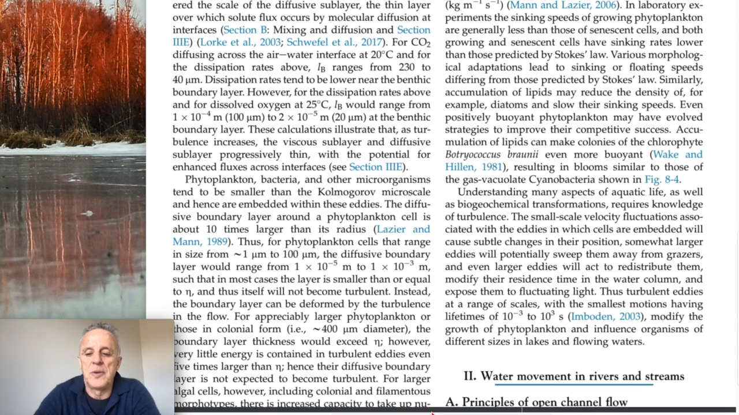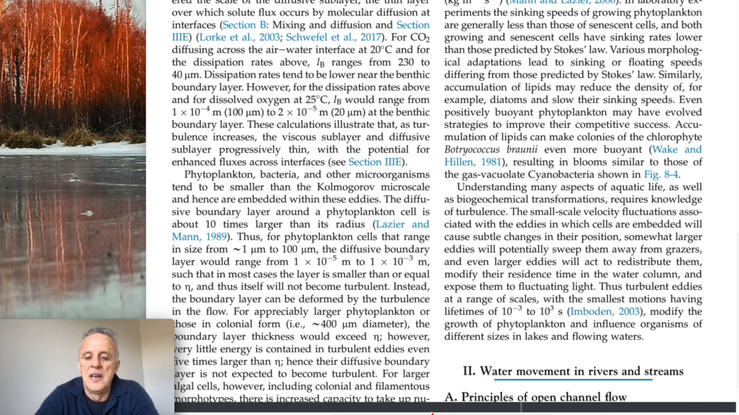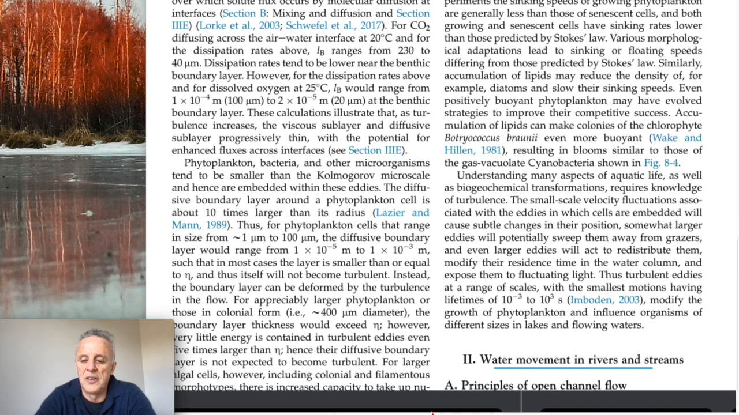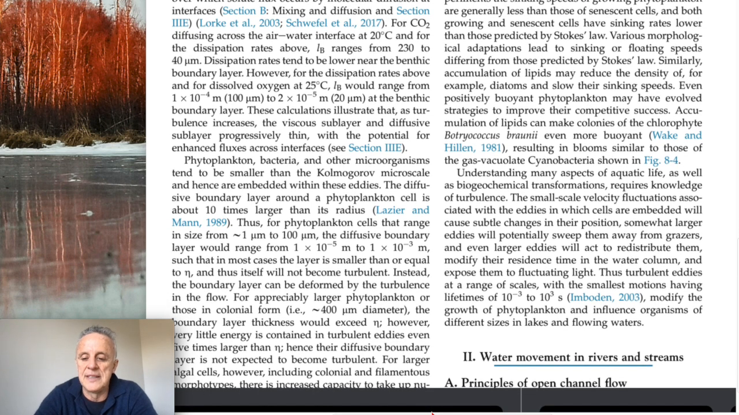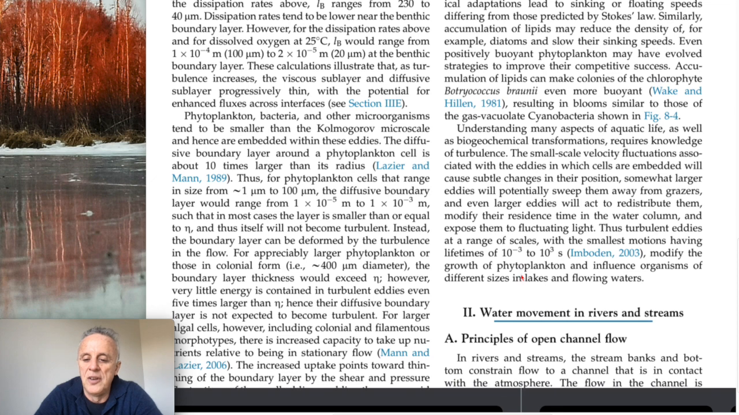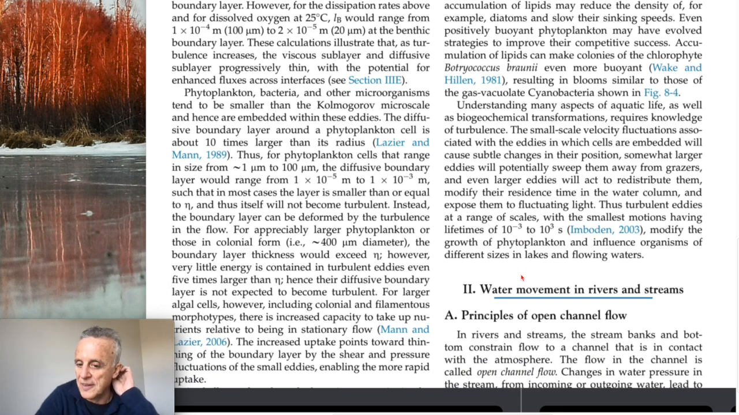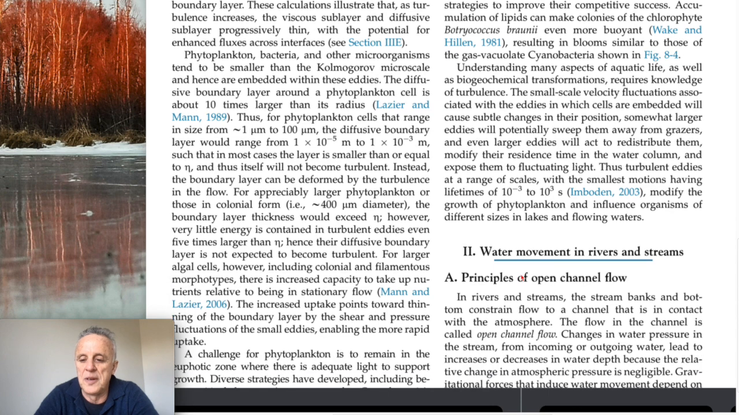Understanding many aspects of aquatic life as well as biogeochemical transformation requires knowledge of turbulence. The small-scale velocity fluctuation associated with the eddies in which cells are embedded will cause subtle changes in their position. Somewhat larger eddies will potentially sweep them away from grazers, and even larger eddies will act to redistribute them, modify their residence time in the water column, and expose them to fluctuating light.